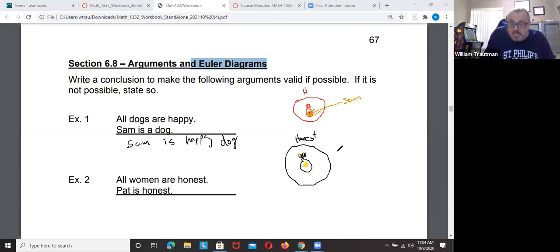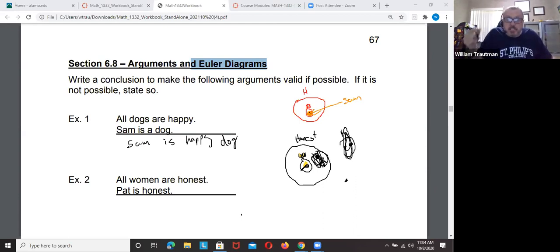All women are honest. So you could put it, and let's just say Pat was here. Let's say you could put her in a man's thing, even though it doesn't show it. Men could be out here. Pat could be a man. We don't know. Do you see? We don't know if Pat is in the woman's circle or in a different circle somewhere else. The last one we knew the dog, Sam was a dog, so he goes in the circle. We don't know Pat is a woman.